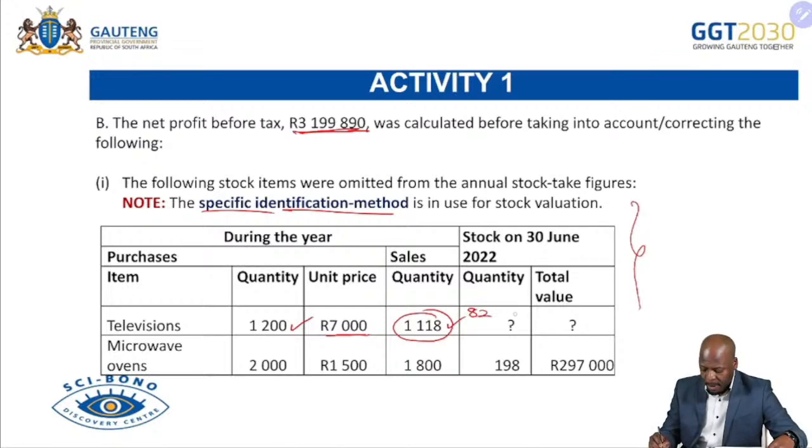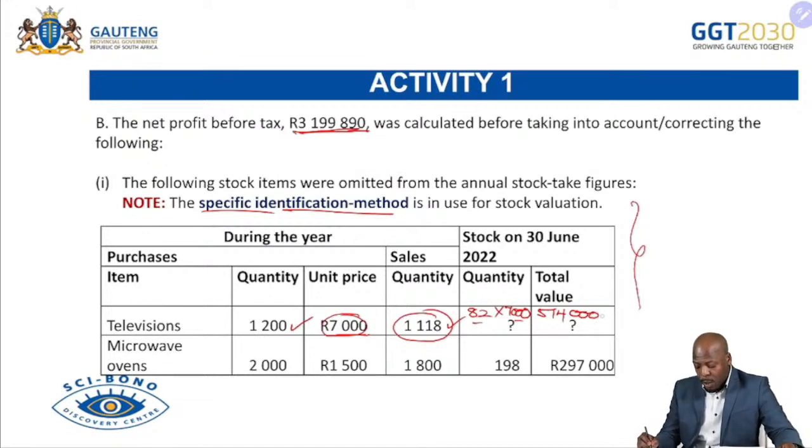And then you will remember that when we use the specific identification, a particular product or a particular type of stock will be identified with its own cost price. So with the televisions, the unit price in this case is 7,000. That means you're going to take now your 82 units, you multiply that by your 7,000 rands. That should give you then the value of closing stock. If you multiply that, please punch that in your calculators. You're saying 82 multiplied by 7,000, and you should get something that is 574,000.